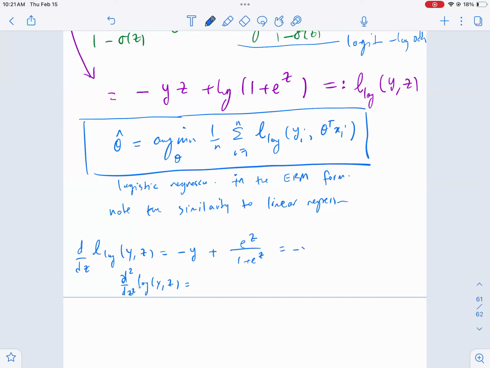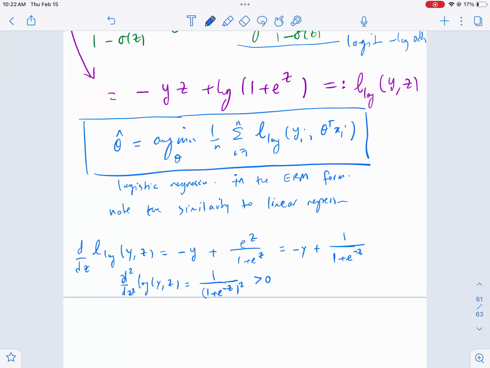You can also write it as 1 plus e to the negative z. Right, and the second derivative would be over 1 plus e to the negative z squared, right? There are two negatives. There's the negative of this that comes out, and then there's a negative because it's 1 over that. So in the end, this is strictly positive. So it's actually strictly convex over the entire real line.